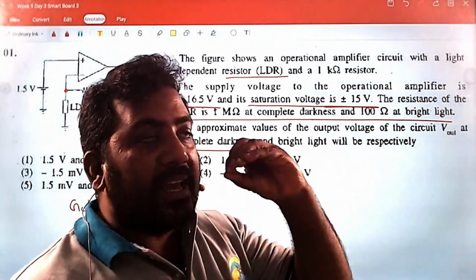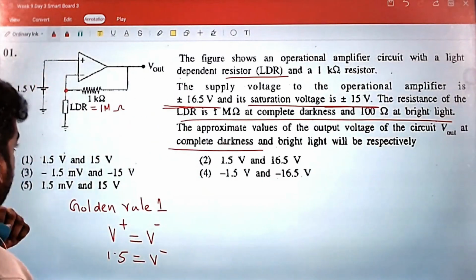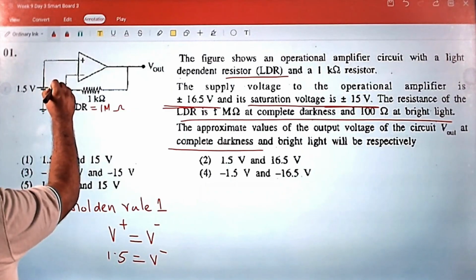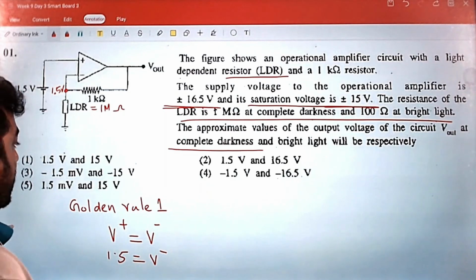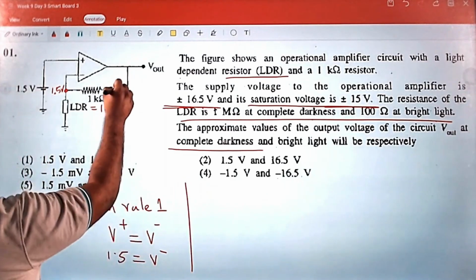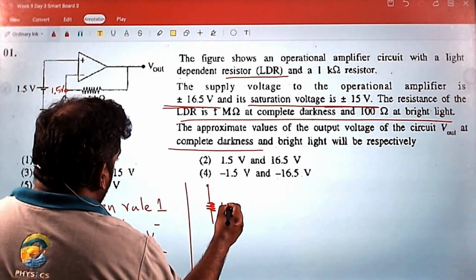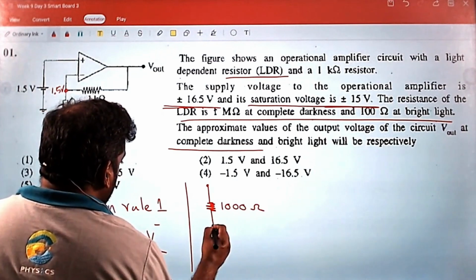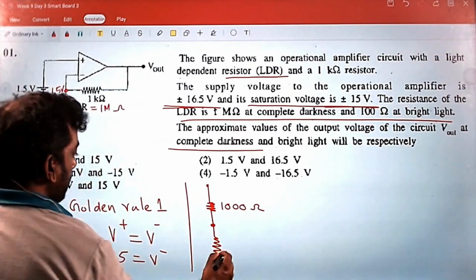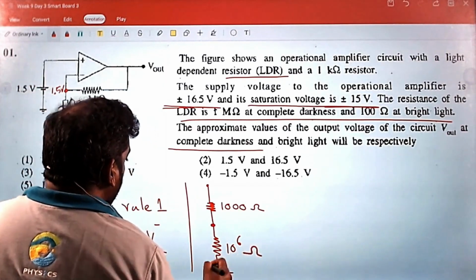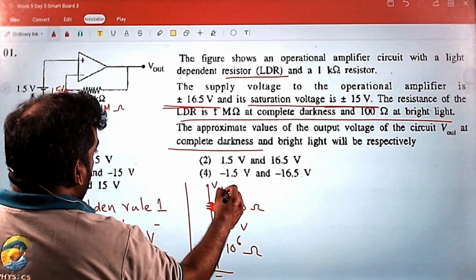Golden rule number 2 means there is no current input. Current cannot travel into the inputs. So here V minus is 1.5 volts. So you can take this part separately. Here 1 kilo ohm, that's 1000 ohm. Here you have grounded 1 mega ohm, 10 to the power 6 ohm. Here voltage 1.5, here is your output voltage.